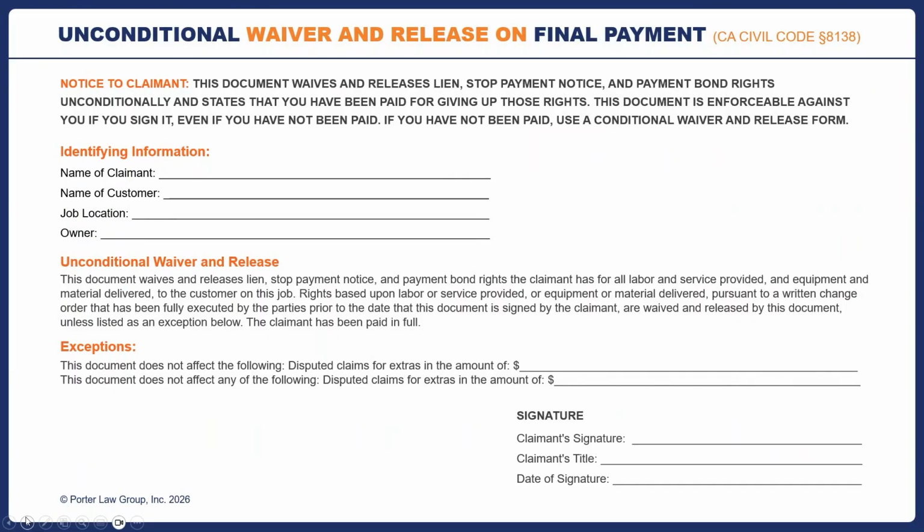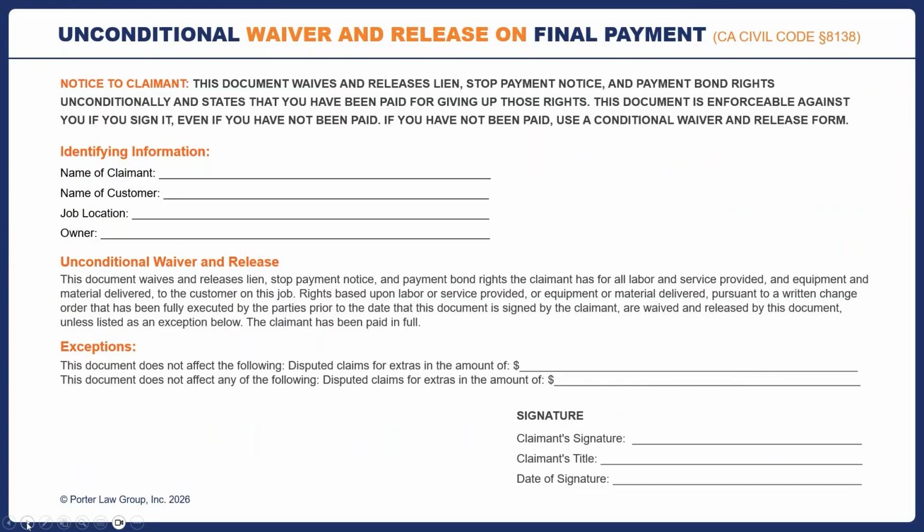If you have disputed issues, you can give up everything and get paid and unconditionally waive and release anything. And then that way, the owner is going to know that, okay, everything is released and they have been paid, but there are some issues down here at the bottom. Okay, there's disputed claims for extras in the amount of whatever it is. Form, then you sign it, and then except for the disputed issues, you have given up everything.